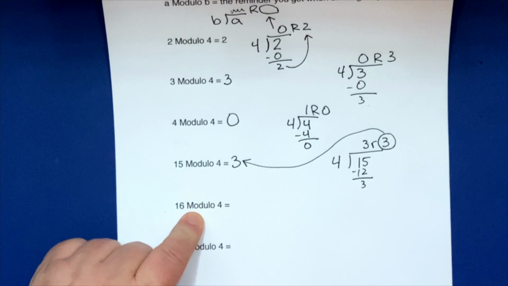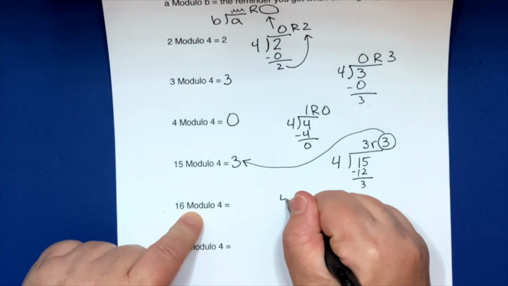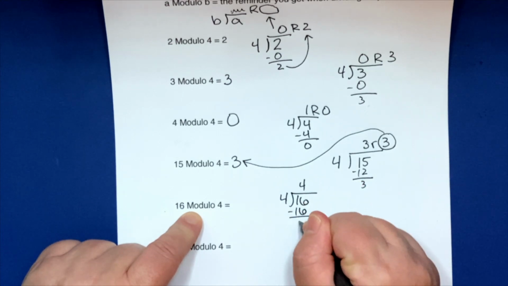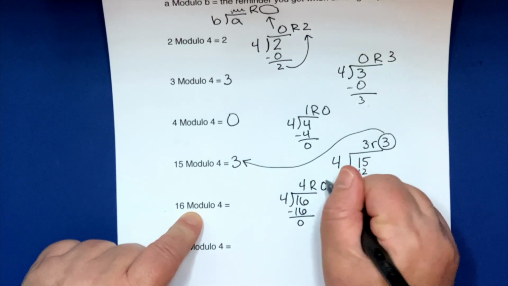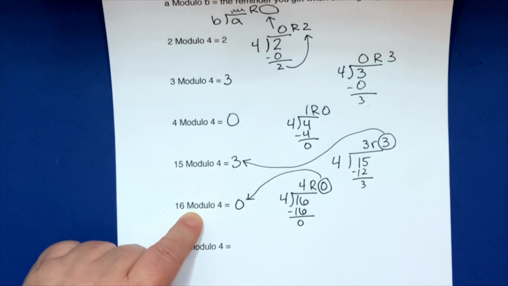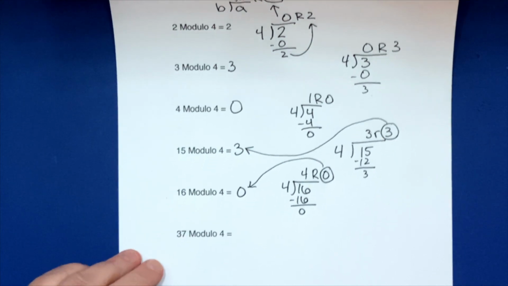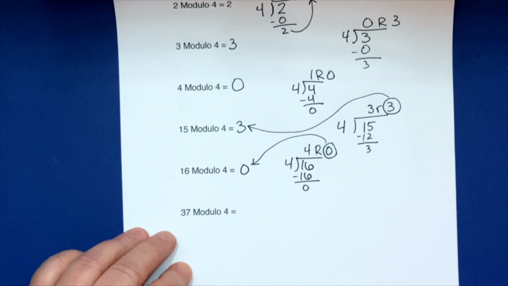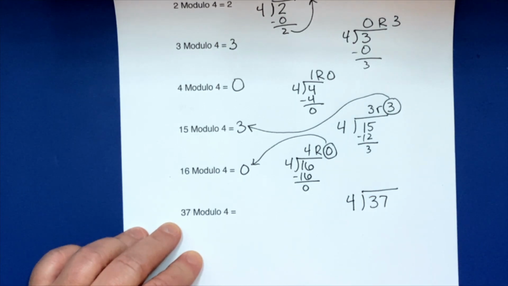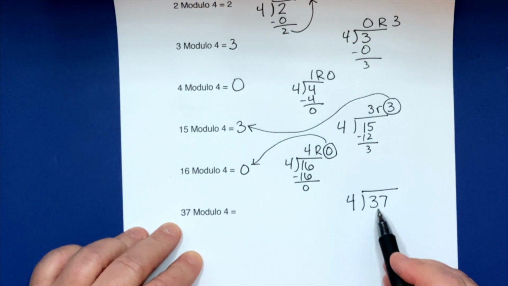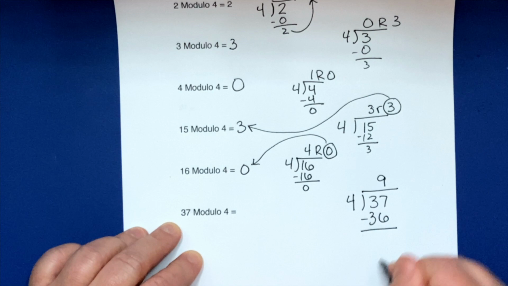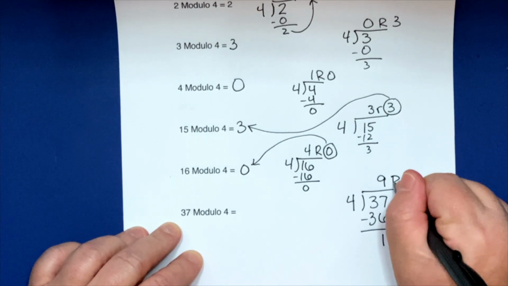Okay, what about 16 modulo 4? Well, 4 goes into 16 how many times? 4 times exactly. And how much of a remainder is there? 0. So here, 16 modulo 4 is 0. And 37 modulo 4, let's try that. So 37 goes inside the box, 4 goes on the outside. 4 goes into 37, it turns out 9 times. 9 times 4 is 36. And what's our remainder? Our remainder is 1.